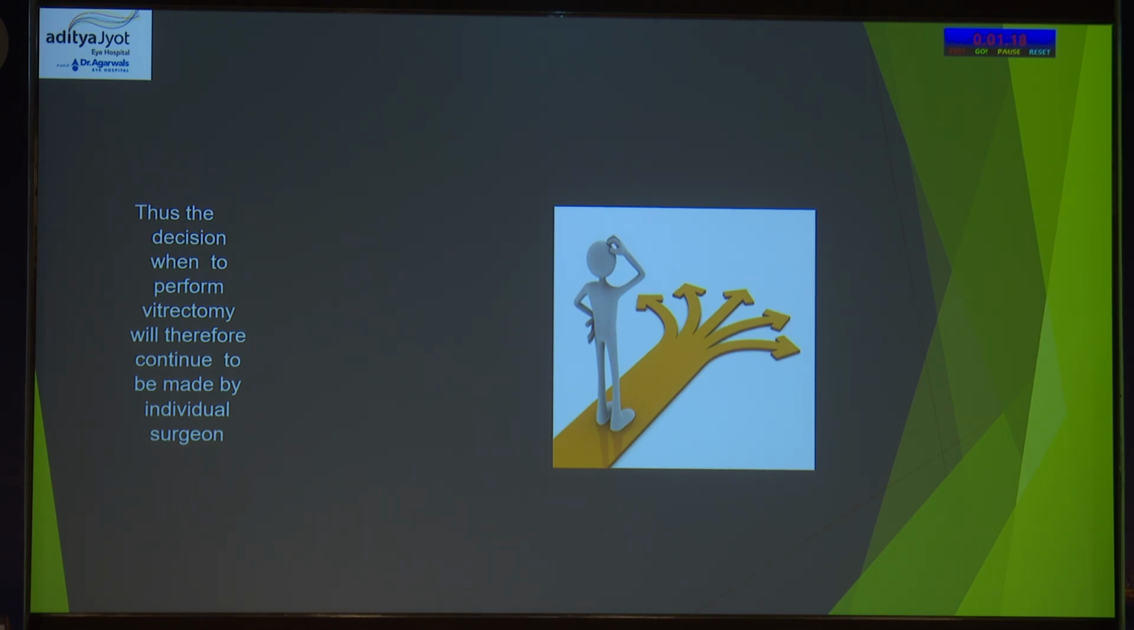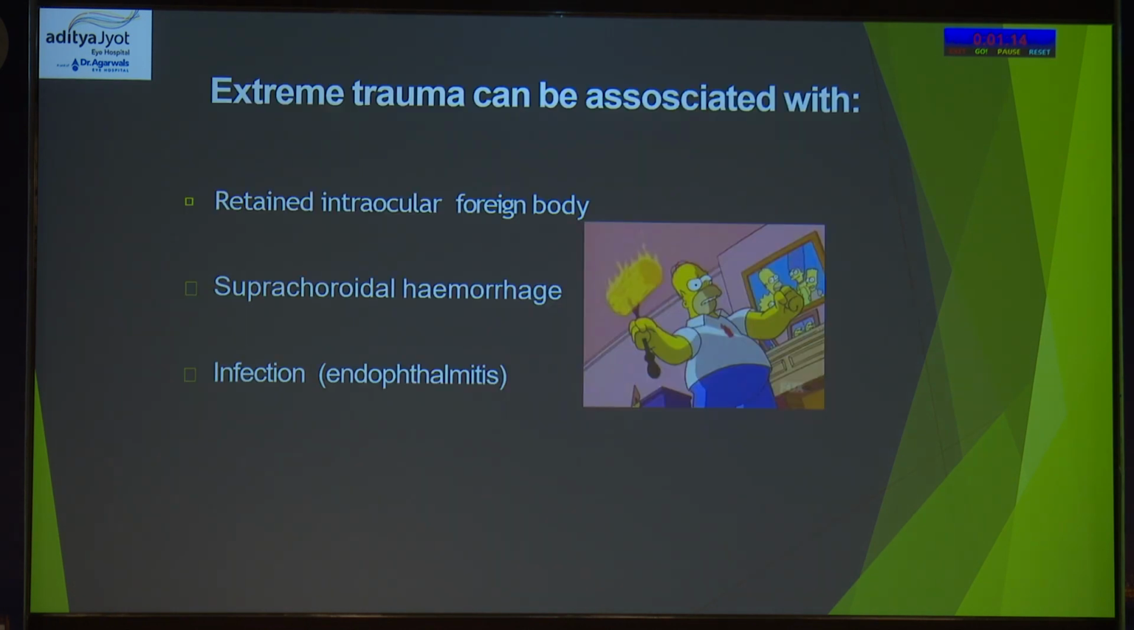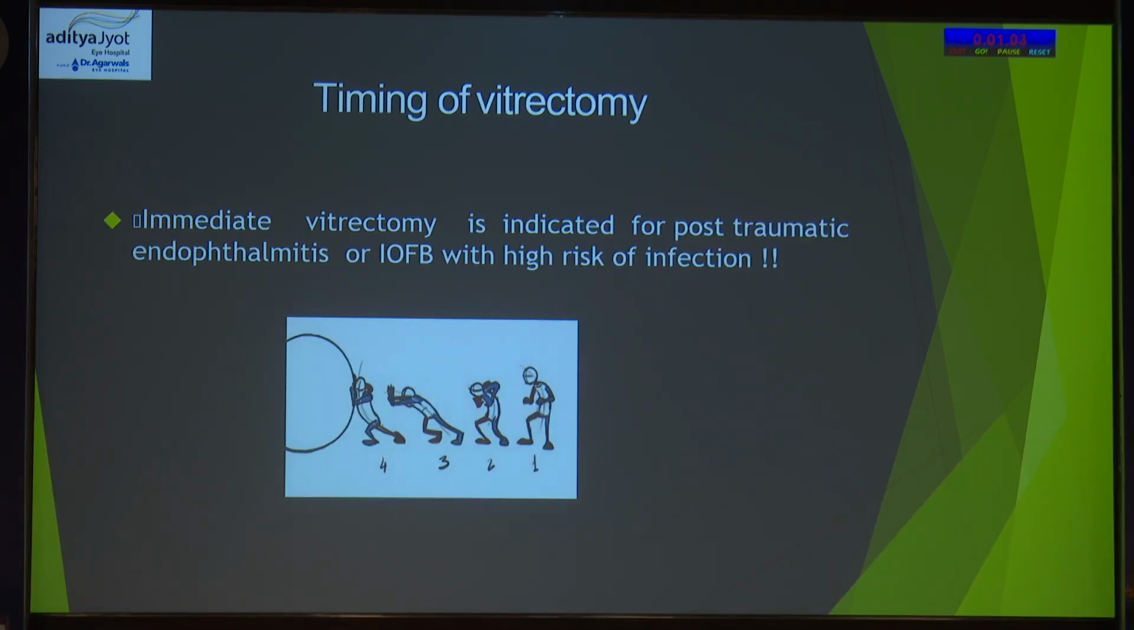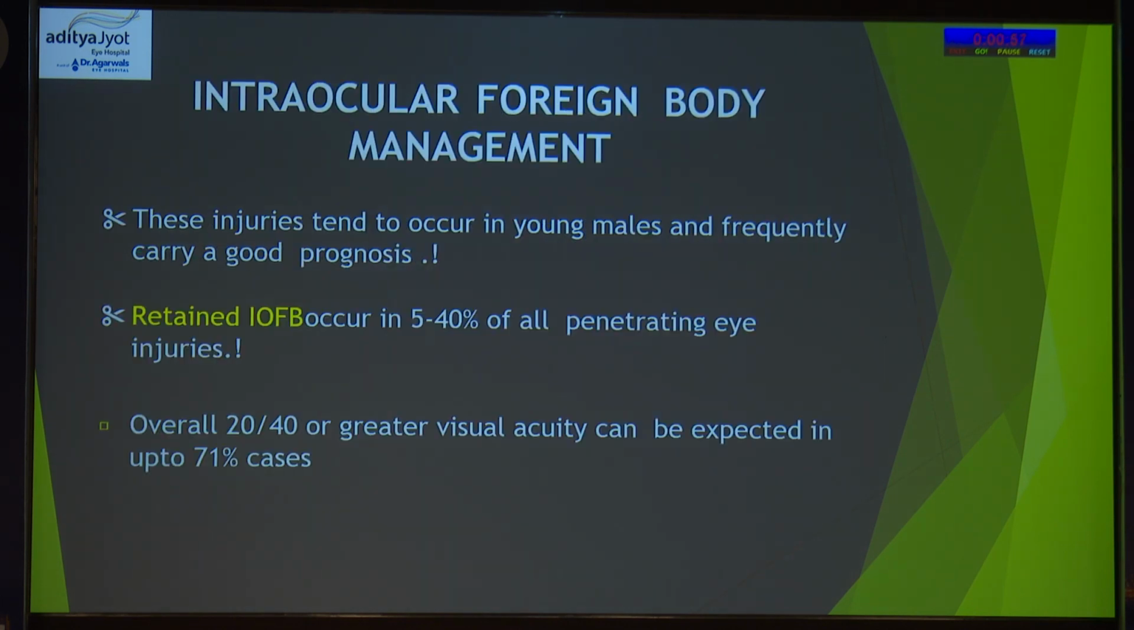Thus, the decision of when to perform vitreous surgery will continue to be made by the individual surgeon depending on each patient. So I'm going to talk on this subject with extreme trauma with foreign body, suprachoroidal hemorrhage, and endophthalmitis. Immediate vitrectomy is indicated for post-traumatic endophthalmitis or intraocular foreign body with high risk of infection. These conditions usually occur in young males.